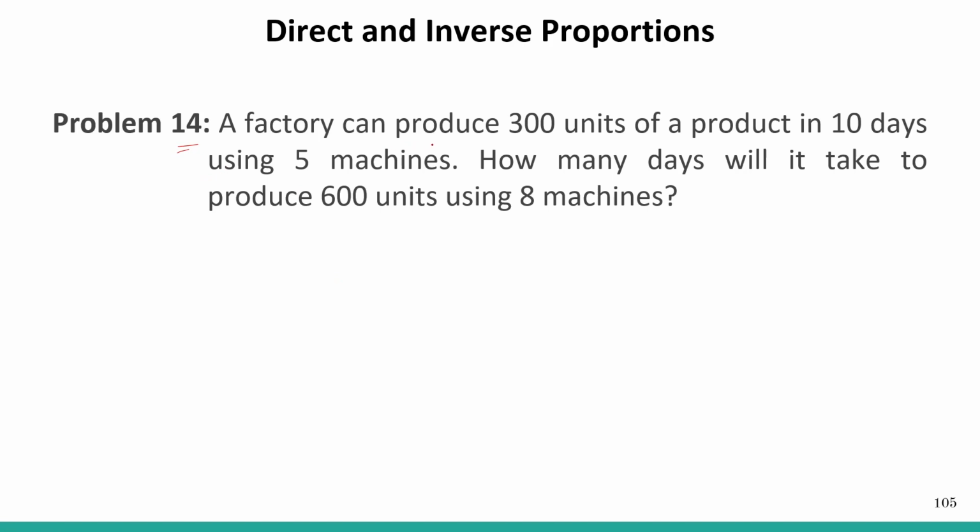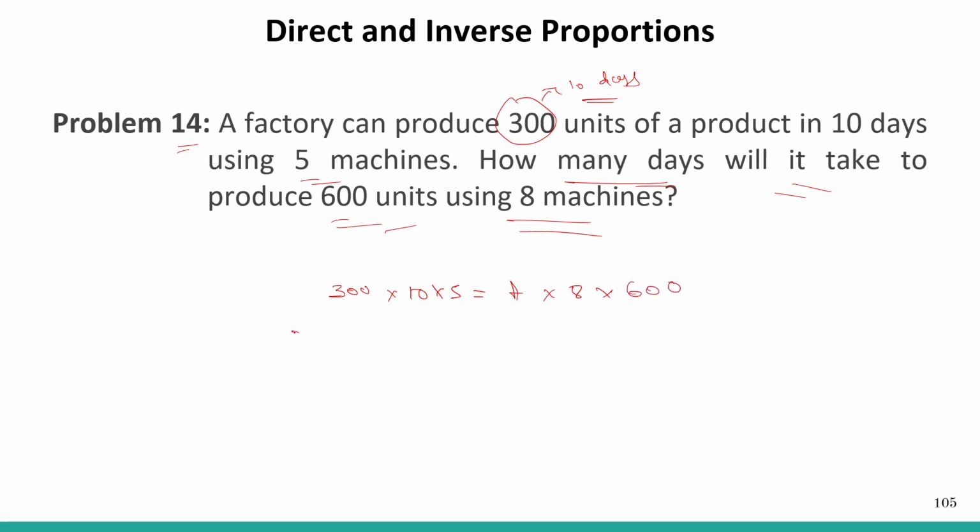Okay. So a factory can actually produce 300 units of a product in 10 days, using 5 machines. So how many days will it take to produce 600 units using 8 machines? So the amount is 300 and the time they took is 10 days and the number of machines used is 5. How many days? So let the new time needed be T, the number of machines used is 8 and the number of units produced is 600.